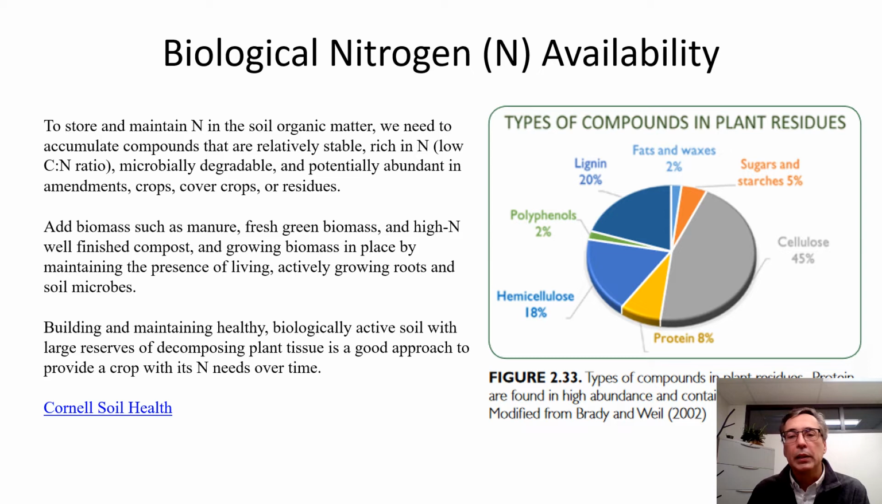But if it's young and fresh, it tends to have a higher protein content and perhaps higher sugar and starch content. And that is really desirable for soil biology, and that stimulates very rapid turnover. So if we're trying to stimulate nutrient turnover in the soil, we're looking for young and fresh plant material that has a higher protein content and perhaps some sugars and starches as well.